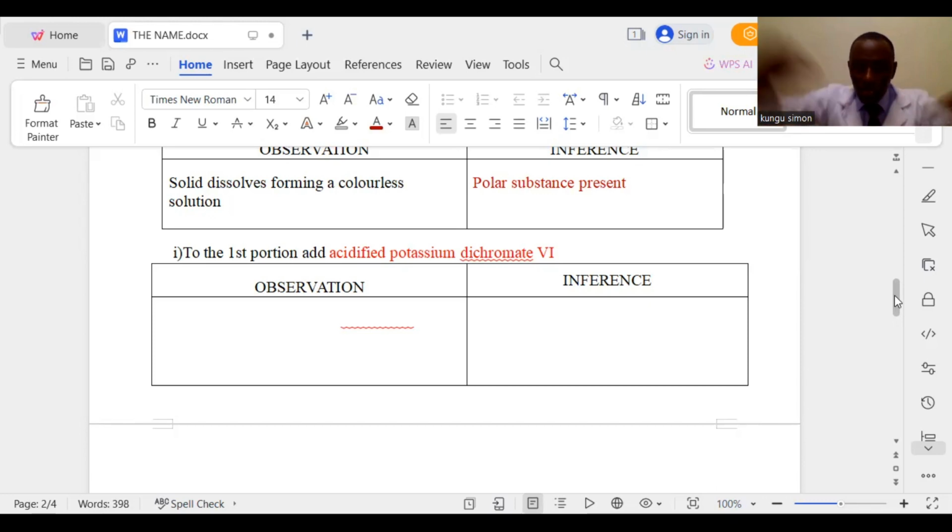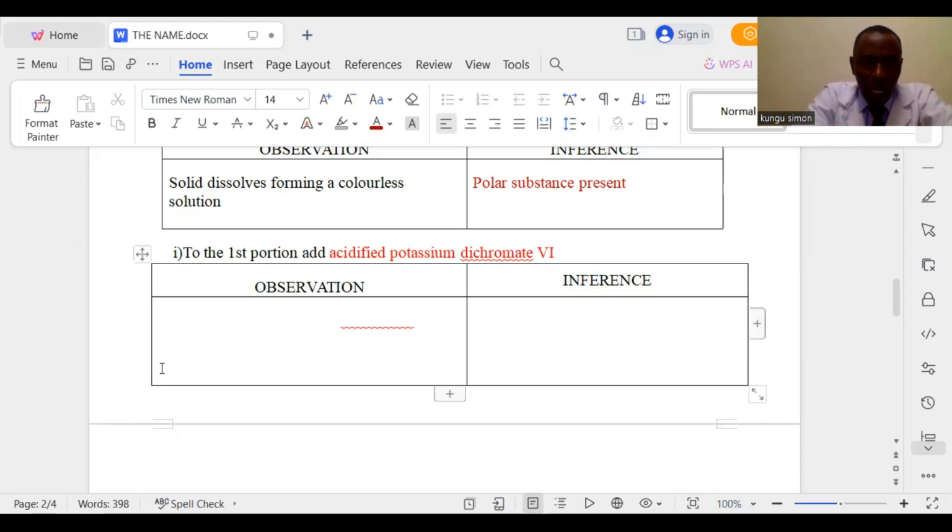Now, with this one here, every time you're adding potassium dichromate, you are looking for ROH. Therefore, the observation is either the ROH is absent or it is present. This is what we expect here. The orange potassium dichromate VI is expected to change from orange to green. Remember, this one is an oxidizing agent, and as it oxidizes, the dichromate ions, which are orange, are normally reduced to green chromium III ions. That's what we're talking about.